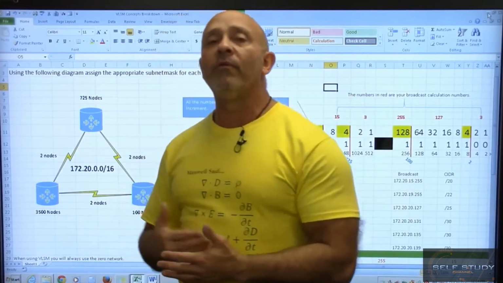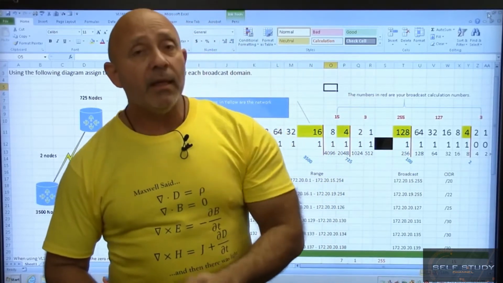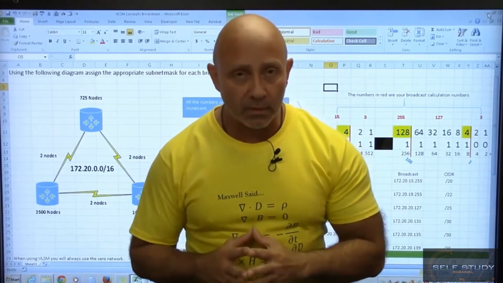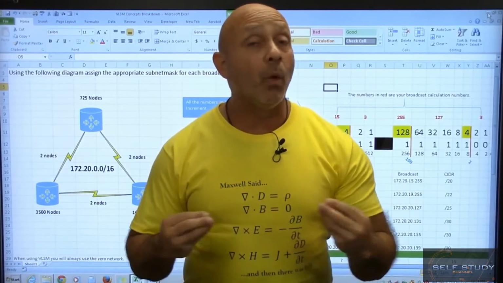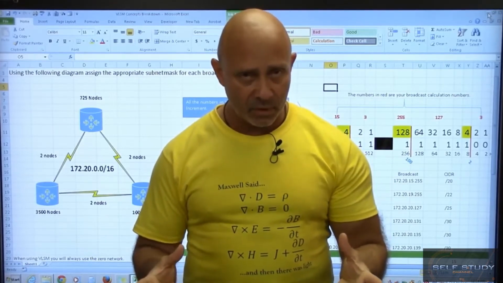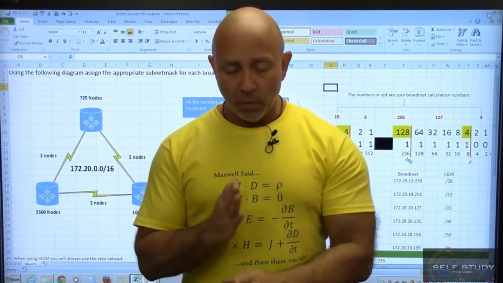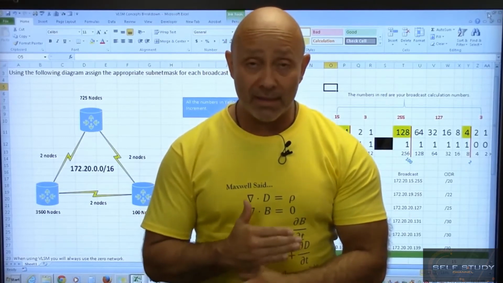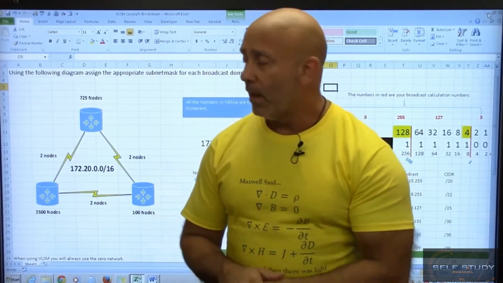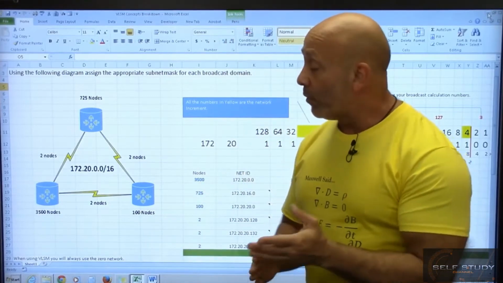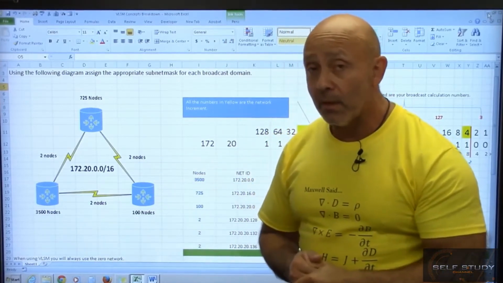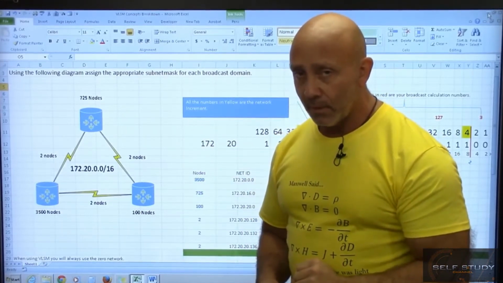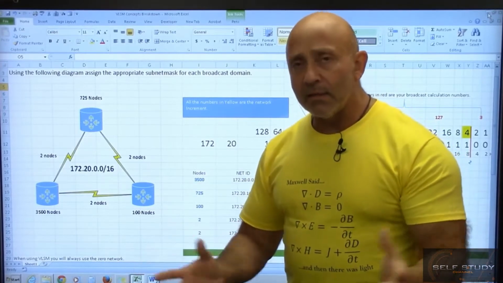So the rule of VLSM, number one, is that you need to always use the zero network. Because the whole point of VLSM is not to waste IP addresses. So you want to be able to use the whole spectrum. So you will always use the zero network when working within VLSM, variable length subnet mask. Okay? And then you would start from the highest number of IPs and work your way down to the lowest number of IPs. So those are the rules, the guidelines that you want to follow.